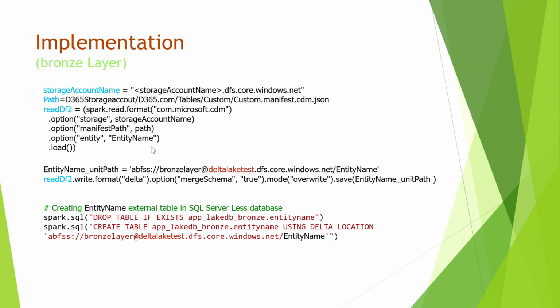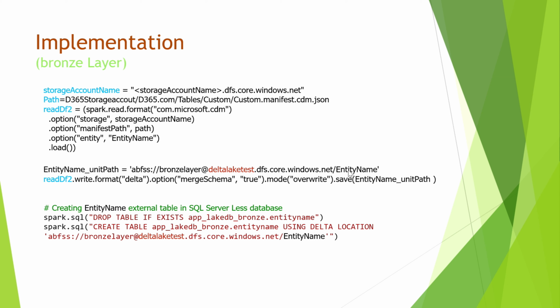So if the CDM file has more than one entity, you can specify the entity name, or even if it has one entity you can specify the entity name. Once the data frame is created, we write the data frame using the merge schema option in delta format to the bronze layer of the data lake.